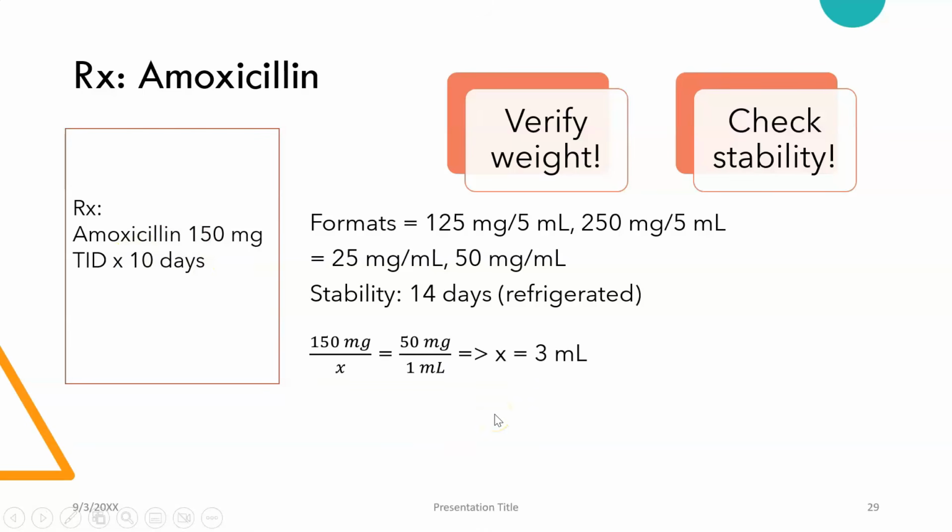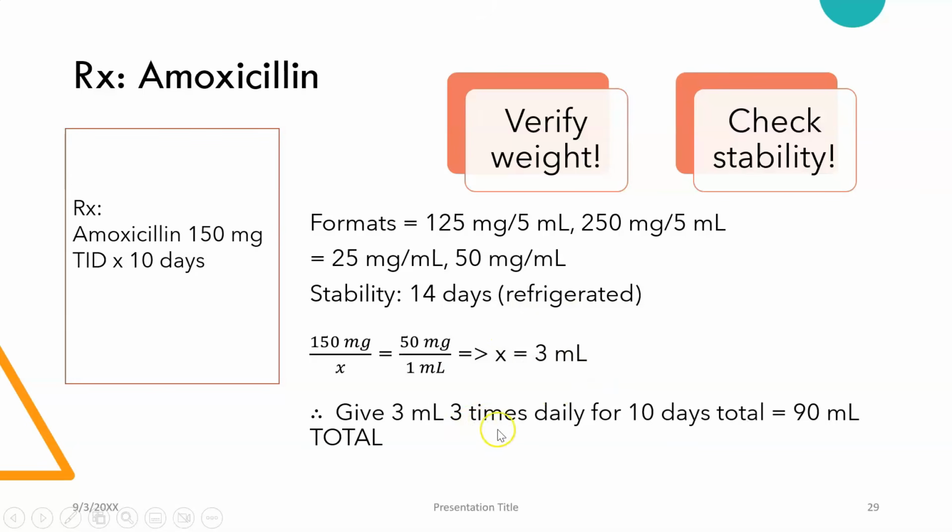So we're going to go ahead and calculate the amount of antibiotic that we're going to be giving out in milliliters. So we know that the prescribed dose is 150 milligram 3 times daily for 10 days. So we want to figure out how much this is in milliliters. If we're to use this format here, 50 milligrams per mil, and we do some cross multiplication, we end up getting 3 milliliters that we're going to be giving the patient 3 times daily for 10 days total, which equals to 90 milliliters total.